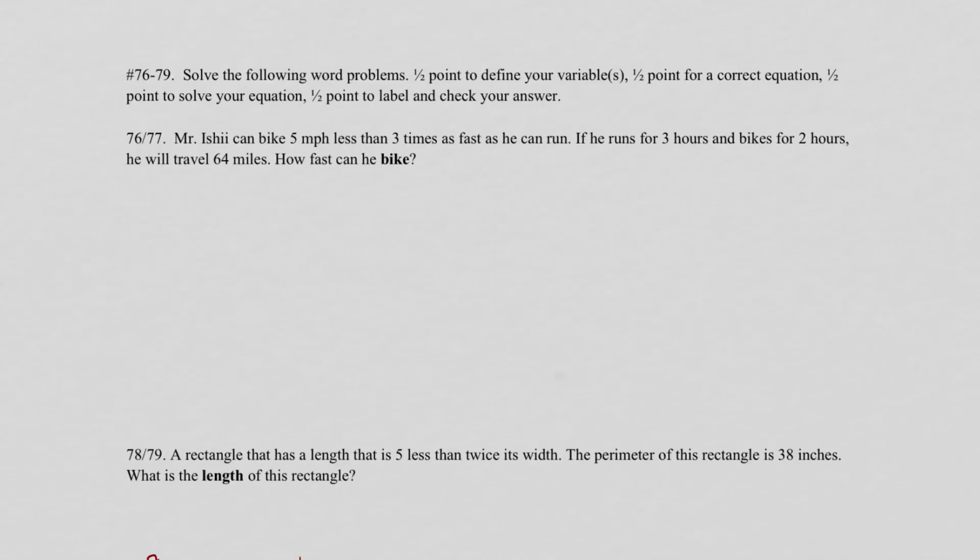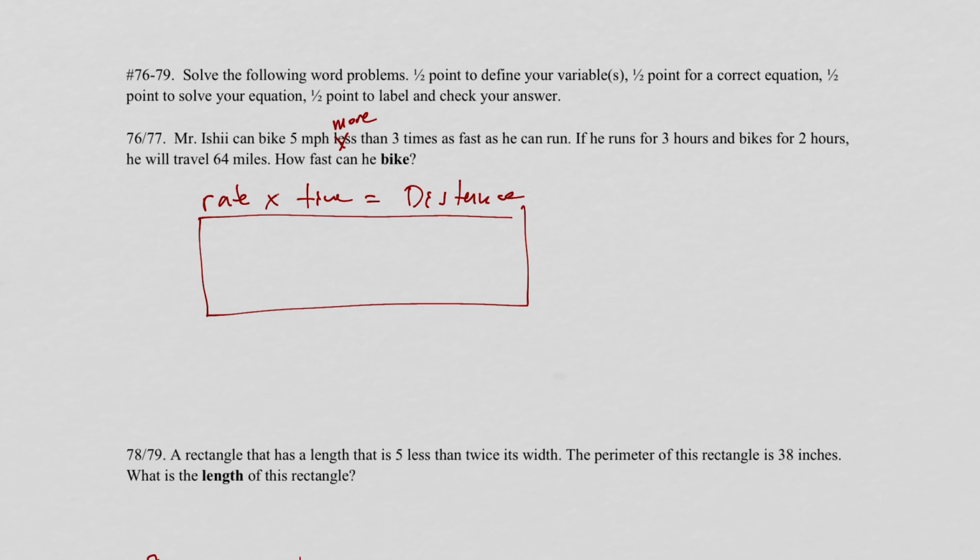Okay, for number 76, 77, there's a mistake on the test. This should say more. Okay, so Mr. Ishii can bike 5 miles per hour more than three times as fast as he can run. So I'm going to say rate times time equals distance. And in this problem, we're dealing with Mr. Ishii running and biking.